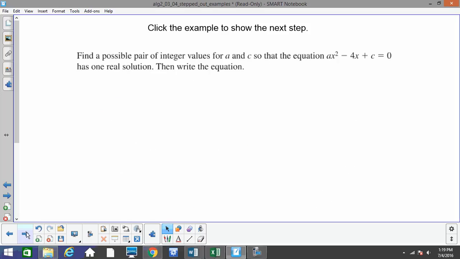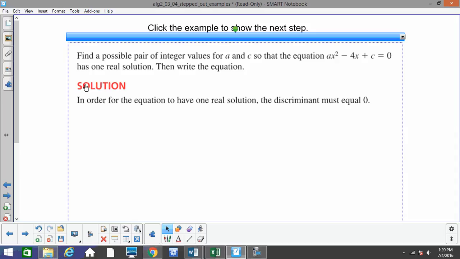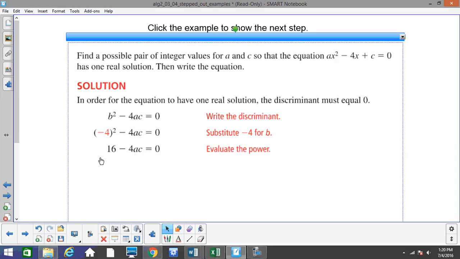Find a possible pair of integer values for A and C so that the equation ax squared minus 4x plus c equals 0 has 1 real solution. Well, in order for it to have one real solution, the discriminant must equal 0. So b squared minus 4ac has to be equal to 0. Well, we know what b is. B is negative 4. So a times c has to be 4. And there's more than one answer here.